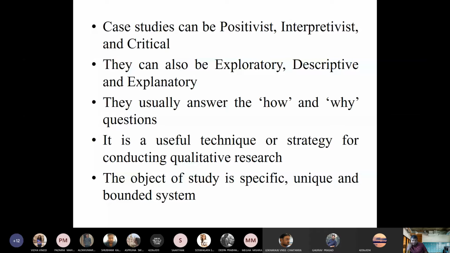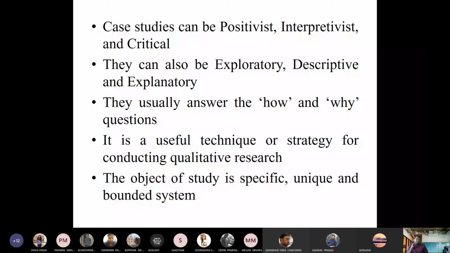Then I can do the interpretivist. I can collect the case. While I am doing the case study and writing it, I can interpret and write. And sometimes some cases I can write from a very critical perspective. They can also be explorative, descriptive, and explanatory in nature.